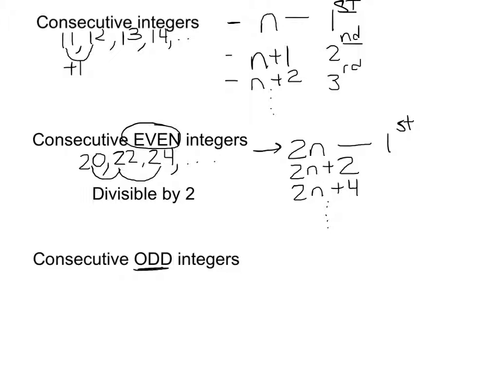Odd integers. Well, think about it. If 2n represents an even integer, for example 20, how am I going to go from an even integer to an odd integer? Well, if I'm looking at a number like 20, for example, or 80, or 68, the next number is odd. So all I'm going to have to do is add 1. This is how I'm going to indicate every odd number.